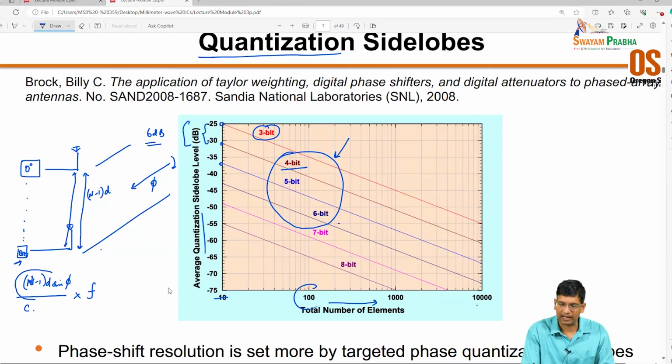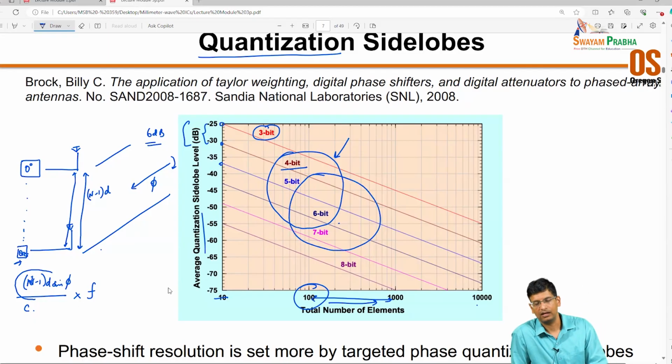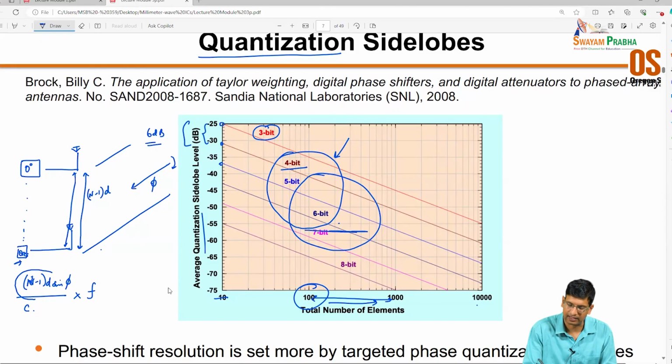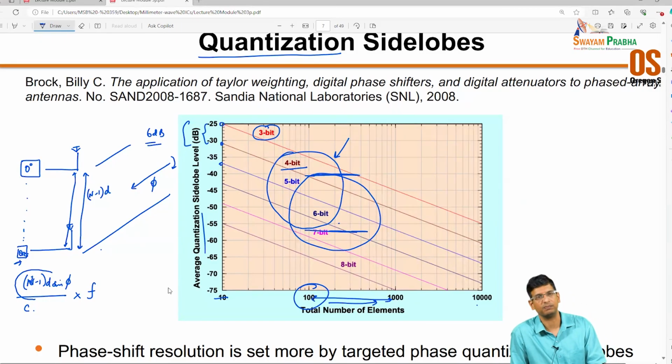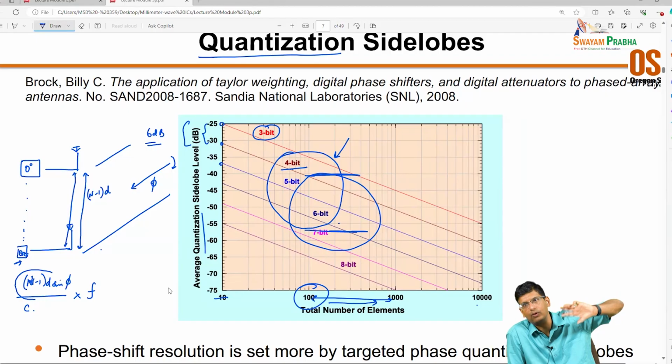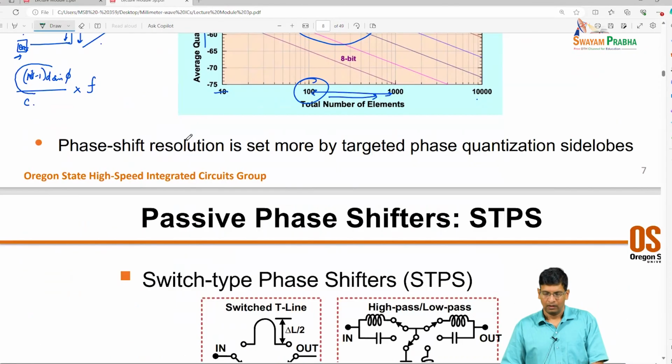And these type of arrays, 100 to 1000 elements, we are building those in integrated implementations all the time. So if we are operating in this region, you can see that we are living with quantization side lobes that are in this space, right? 4-bit to 6-bit space. So this is more than what Taylor itself achieves. So I'm now limited by my amplitude weighting quantization rather than my phase quantization.